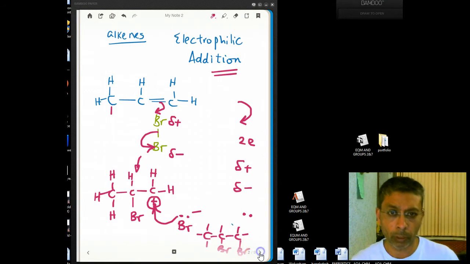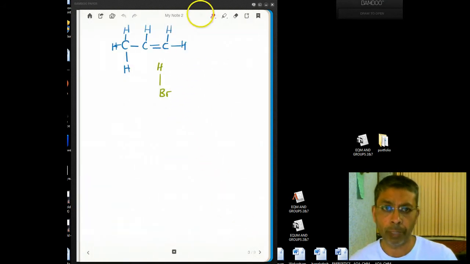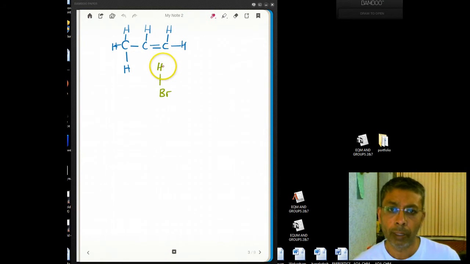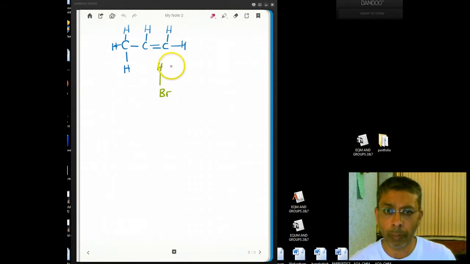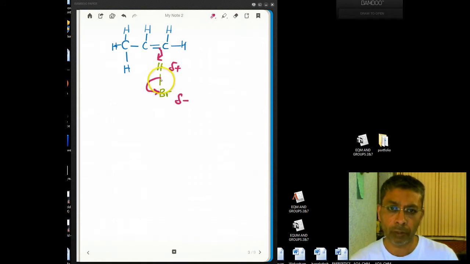Let's go on to the next one, which is addition of HBr. Now again, the hydrogen bromide comes along towards the double bond. Now this bond here is already a dipole, so delta plus, delta minus. So put that in to get your mark. It's a permanent dipole. Right. Pair of electrons comes out to meet the hydrogen, and the bromine will take the pair of electrons from this bond for itself.